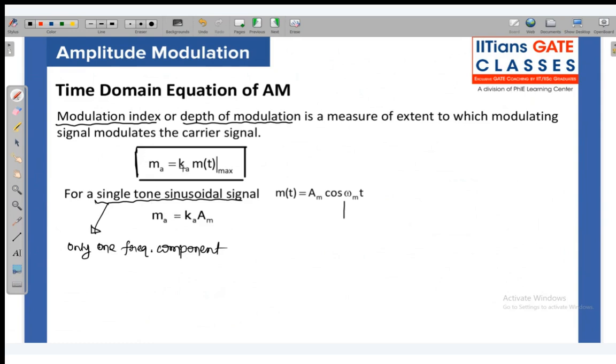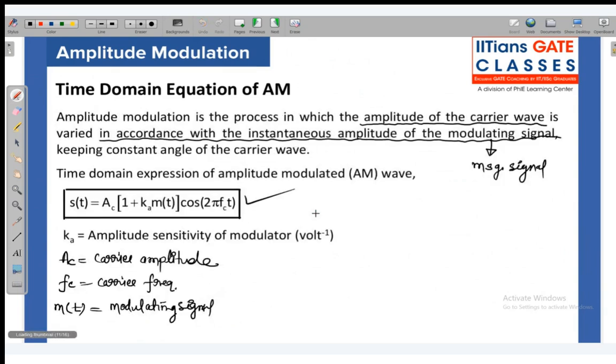Now, modulation index is defined as Ka, that is the amplitude sensitivity, times the maximum value of m(t). So what is the maximum value of your message? Because the cosine has the maximum value 1, the maximum amplitude is AM. So what is the modulation index? Modulation index will become Ka into AM. This is a very important formula to solve the GATE question. Modulation index is equal to Ka into AM.